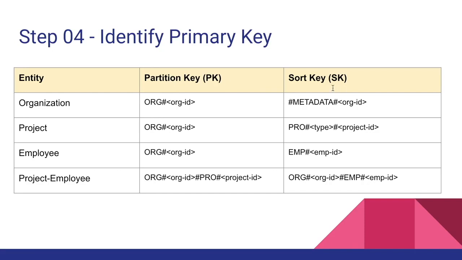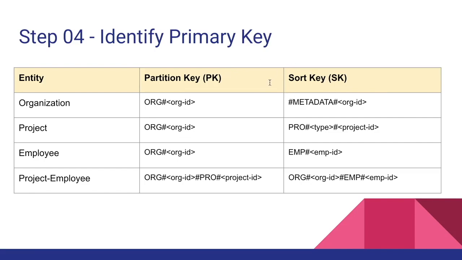Then we have the sort key. Now this is about arranging the items within a partition. So DynamoDB uses this key to arrange items within a partition. And we can also use this sort key for multiple queries. We will see that in a bit. Now since we are using both the partition key and the sort key as our primary key, the composition of these two keys has to be unique.